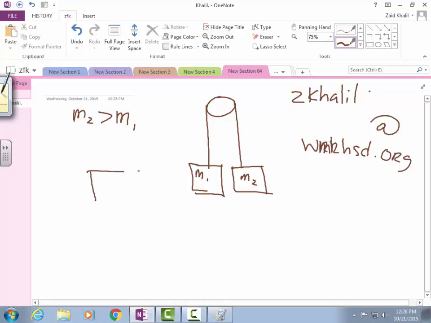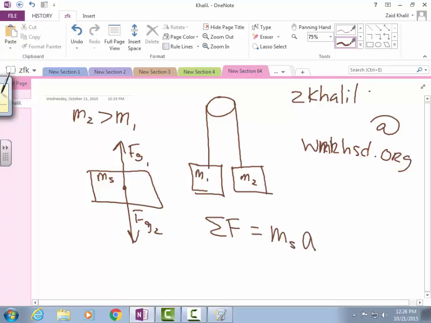So in other words, you can actually have this system called MS. And what's MS equal to? That's right, M1 plus M2. And what's drawing it down? Which one? FG2. And what's retarding it? FG1. And then we write Newton's second law for this system. What's Newton's second law for this system? Net force is equal to MS times A. This is in general.